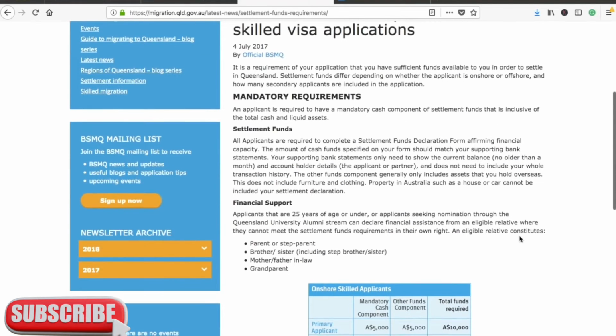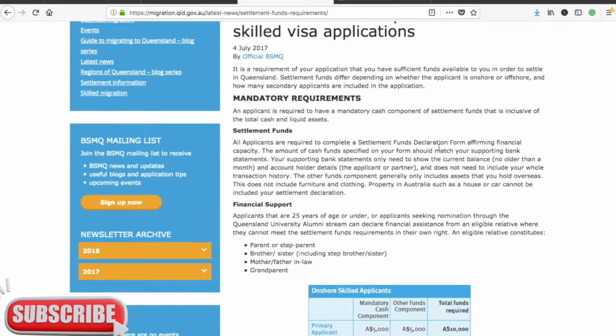They say over here that the amount of cash funds specified on your form should match your supporting bank statements. Your supporting bank statement only needs to show the current balance, not older than a month, and account holder details, and does not need to include your whole transaction history. So a 1 month bank statement is required. The other funds component generally only includes assets that you hold overseas. This does not include furniture and clothing.